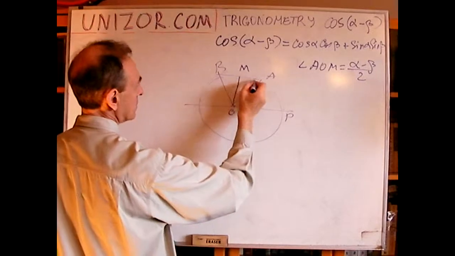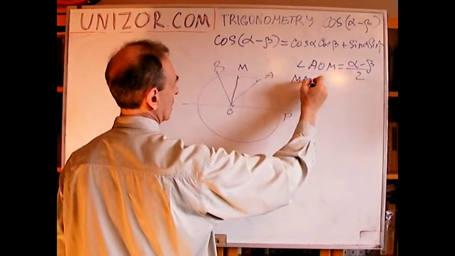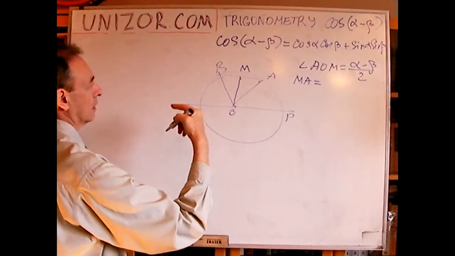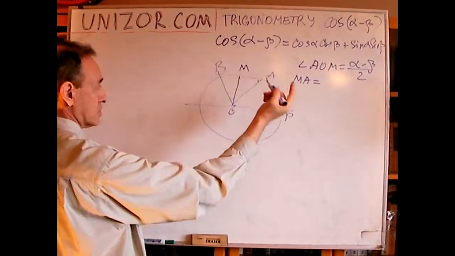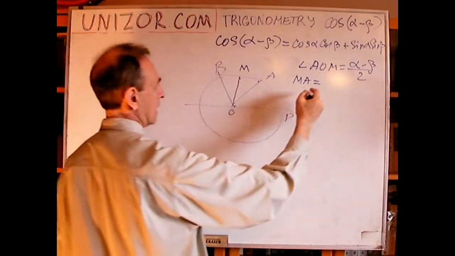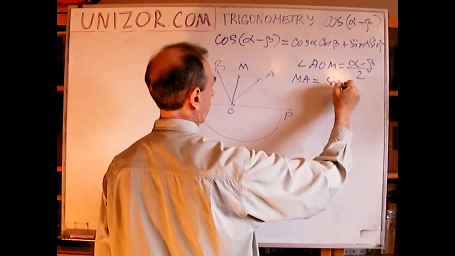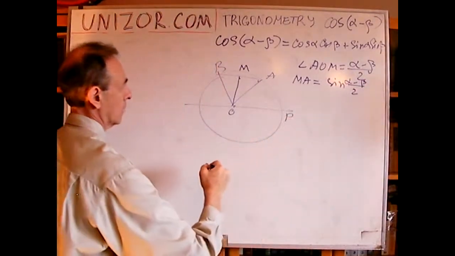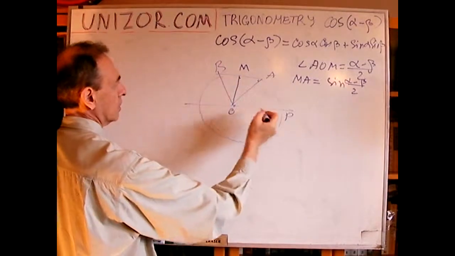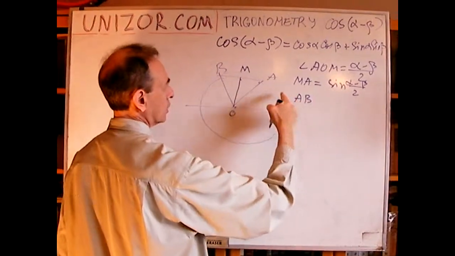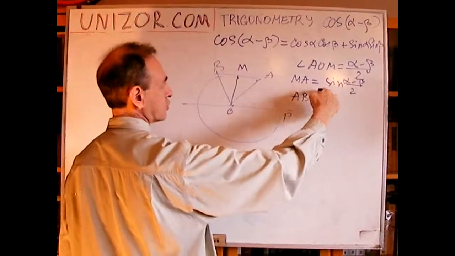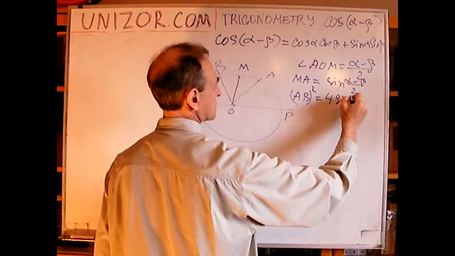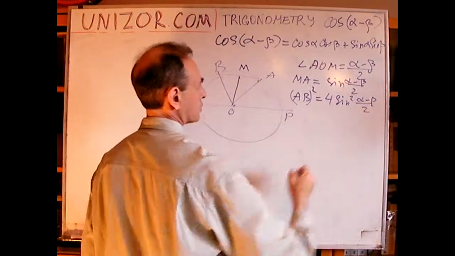Now, MA is equal to, from this right triangle, OA, which is 1, times sine of alpha minus beta over 2, right? So AB, which is 2MA, is 2 of these sines. AB squared would be equal to 4 sine square of alpha minus beta over 2.